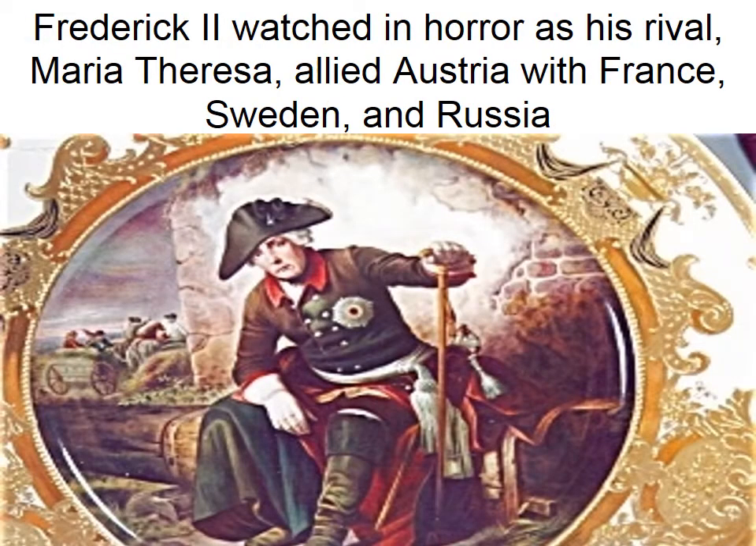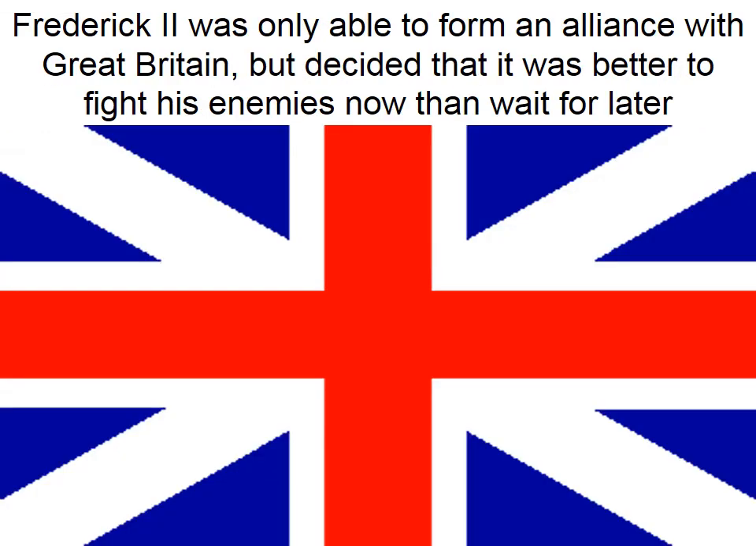So we know that in the War of Austrian Succession, he actually watched in horror as Maria Theresa allied Austria with France, Sweden, and Russia. He did not expect this to happen. So he was only able to form an alliance with Great Britain, but he decided it was better to fight his enemies now than wait for later. And this is something that nobody really ever saw coming, because what stake did Great Britain have in any of this?